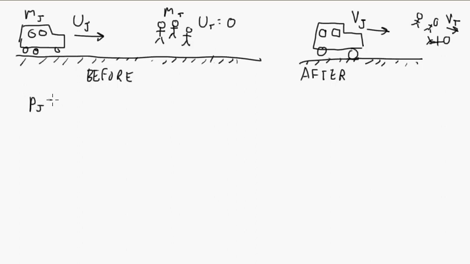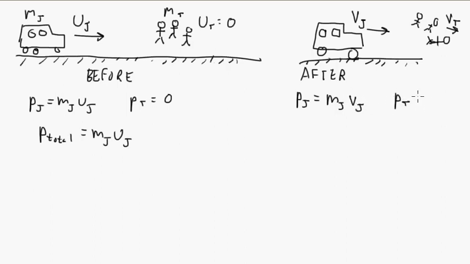So before, Jack's momentum is MJ UJ, and the terrorist momentum is zero, which means your total momentum for the entire system is MJ UJ. So the total momentum of the system is just this. Afterwards, Jack's momentum, he's still got the same mass, right? So it's just his velocity has changed. So Jack's momentum afterwards is MJVJ, and the terrorist momentum afterwards is MTVT. We were given the masses and Jack's final velocity, but we were not given the terrorist's final velocity. So we need to find that. So P total afterwards is going to be MJVJ plus MTVT.